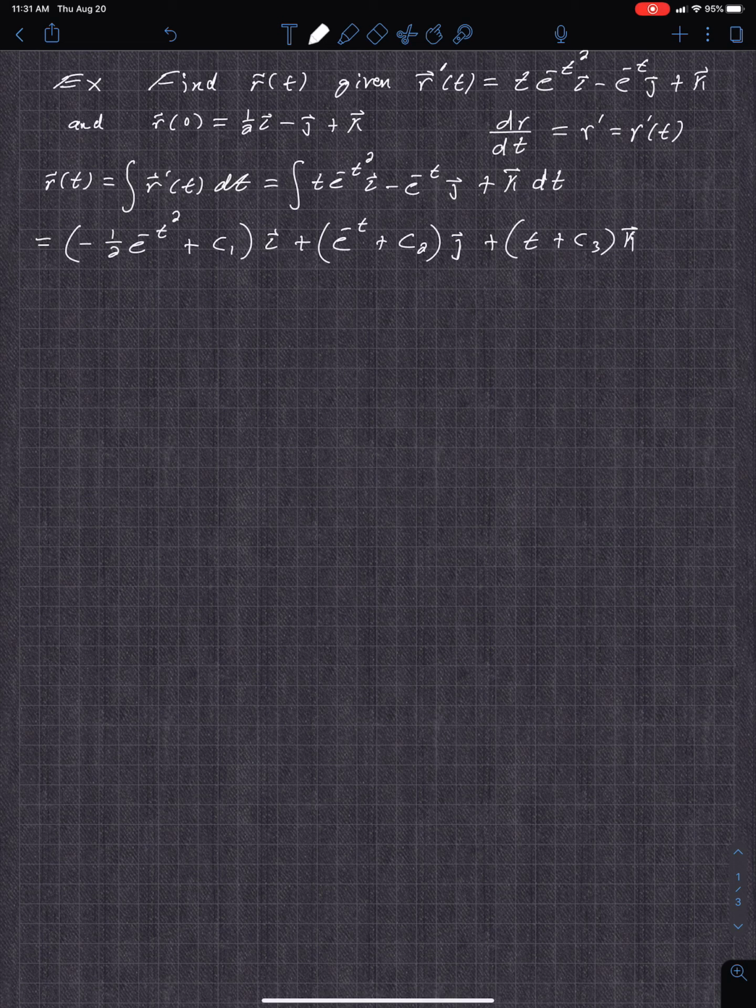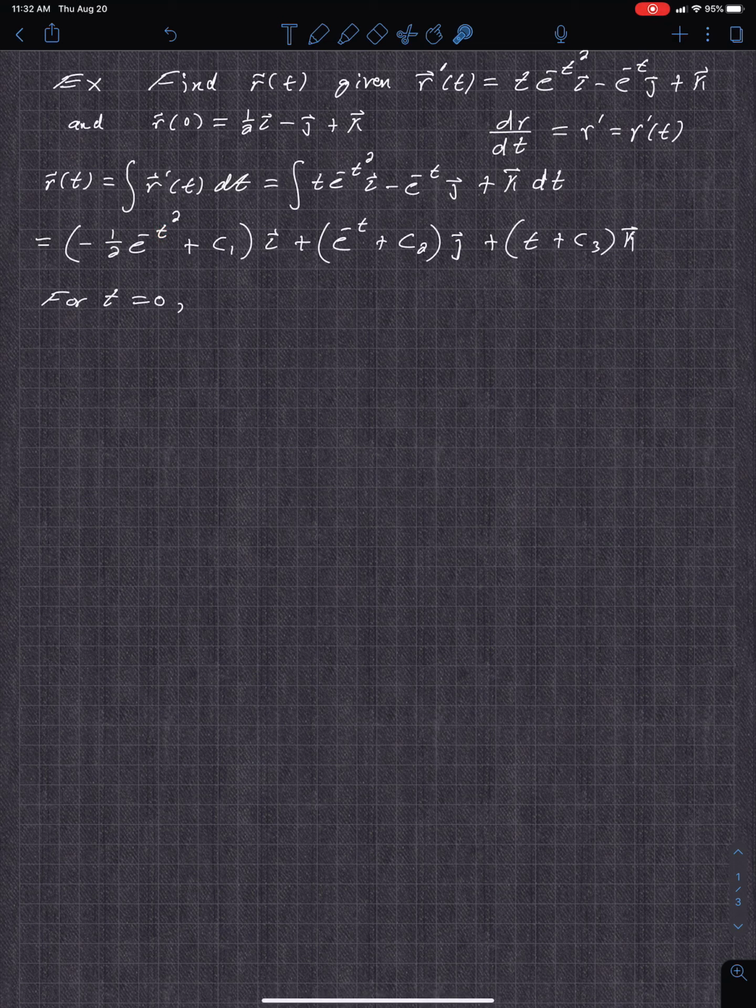All right, so you integrate that with respect to time. So you get that. Note the arbitrary constants all the way through. And then we want to say, for t equal to 0, we substitute in and then solve for those arbitrary constants. So we're going to substitute 0 for the t's here.